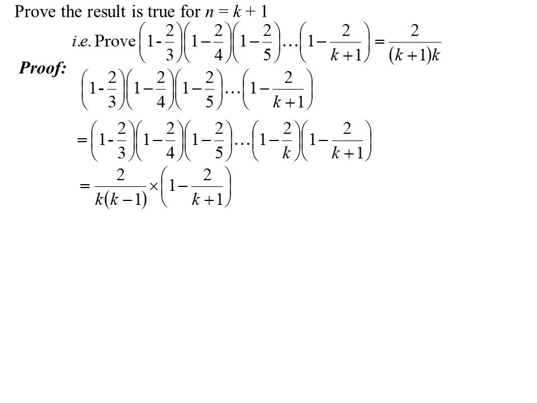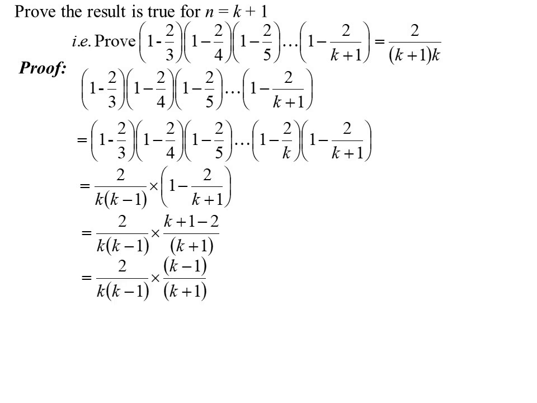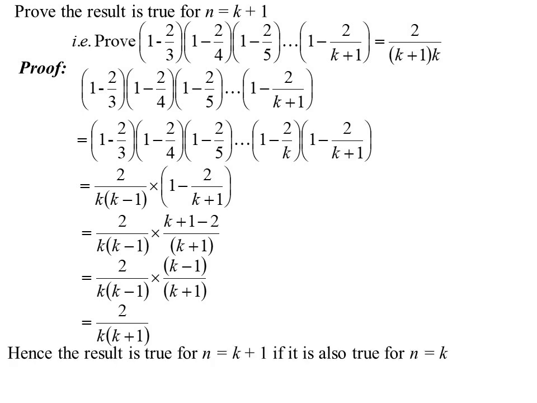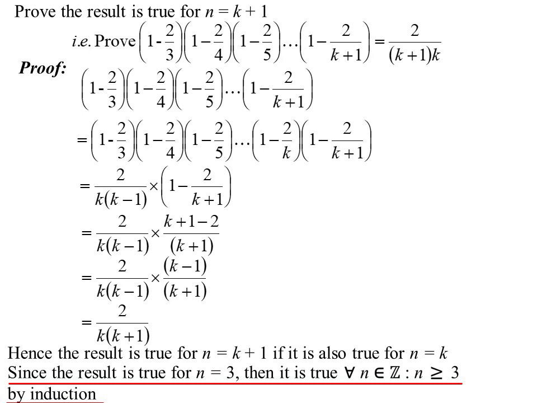Well, in this case, it makes sense to turn that second one all into one fraction so we can play around with the algebra, and hopefully we can end up showing this is 2 on k plus 1. Well, k plus 1 minus 2, that is k minus 1, and we can say, yep, look, the k minus 1 cancels. We've got the 2 on the k plus 1 that we wanted. So hence it is true for k plus 1, if it's true for k. Remember my conclusion here, don't just fall in the habit of writing the standard, since it's true for n equals 1. Well, no, in this case, since it's true for n equals 3, then it will be true for all integers bigger than or equal to 3.